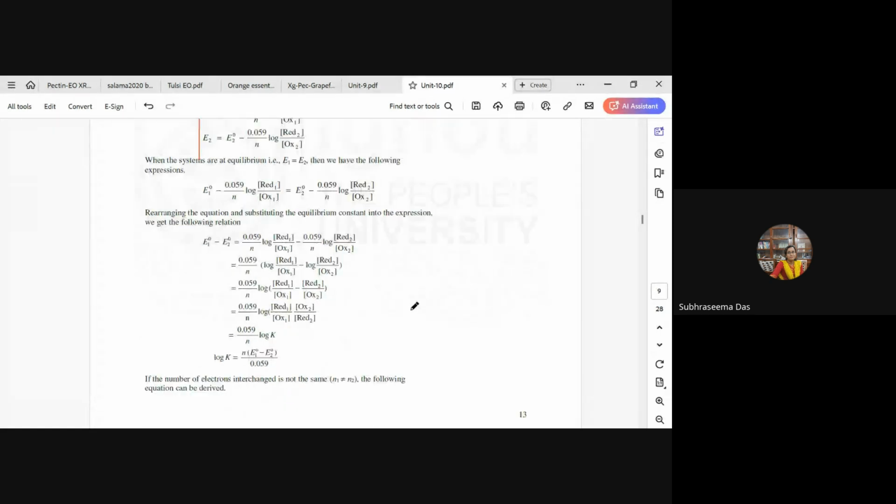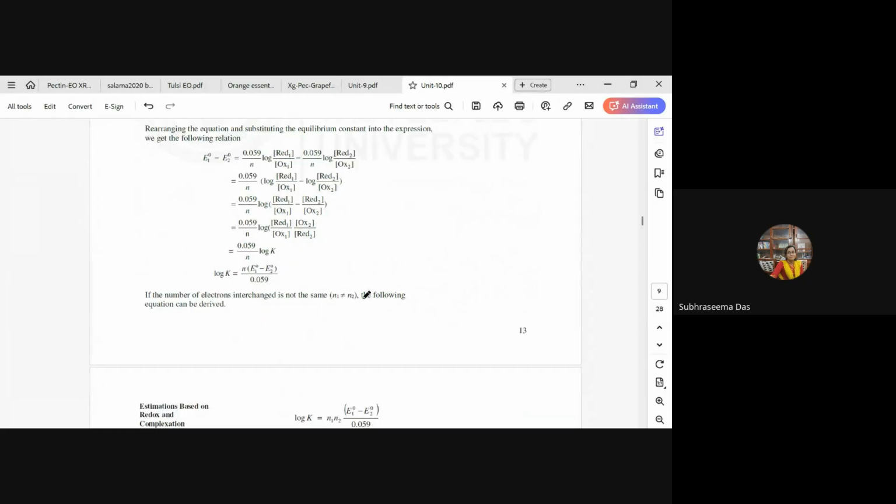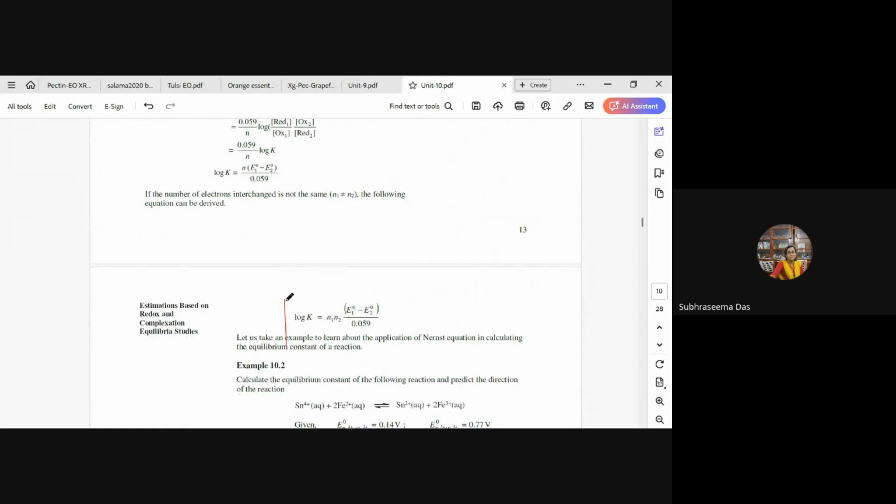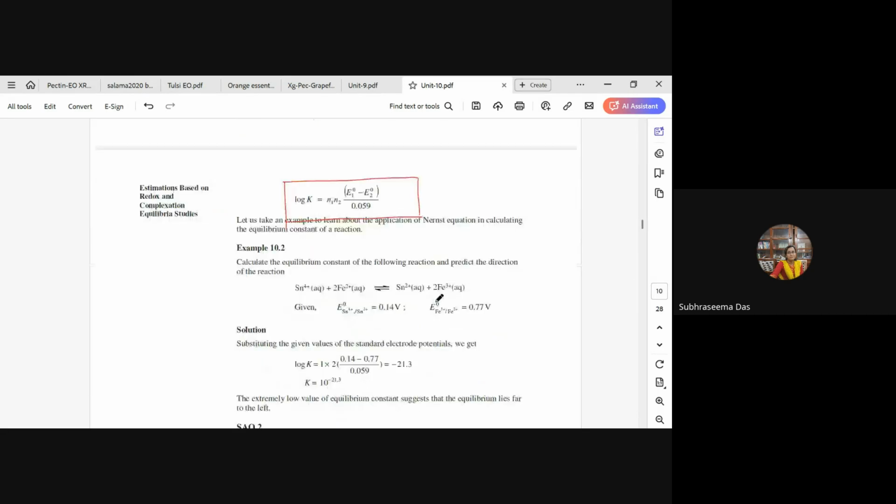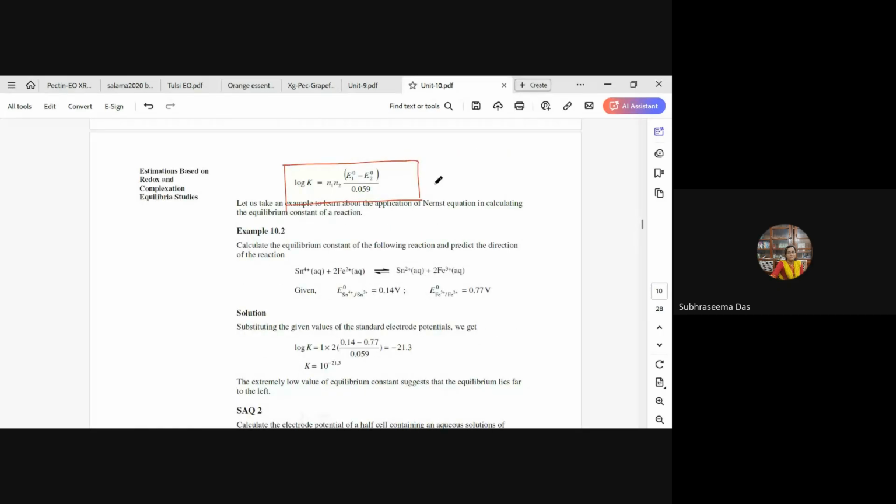So rearranging and substituting all the values, we find that log K is equal to n1 n2 times E1 standard, E1 0 minus E2 0, by 0.059. This is the direct formula that we have obtained, and we can predict the equilibrium constant, that is log K, for any reaction using this equation. Like here it is shown in example 10.2. To calculate the equilibrium constant for this reaction, the values are given, we just need to substitute and then we can find the value.